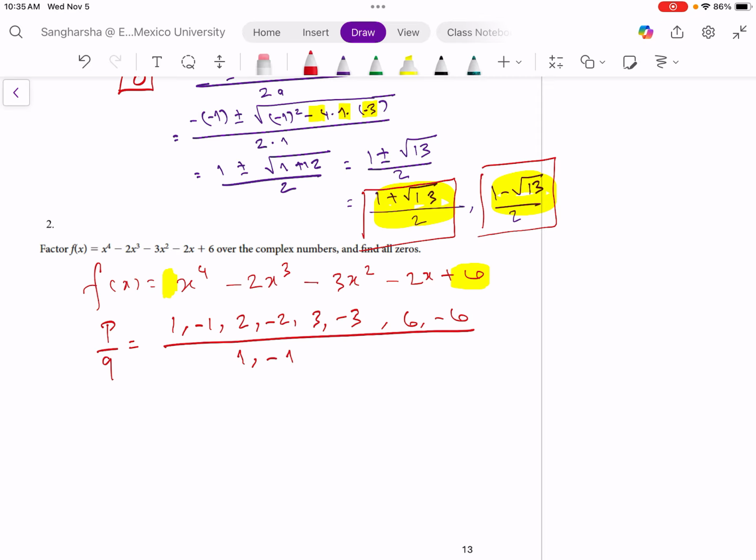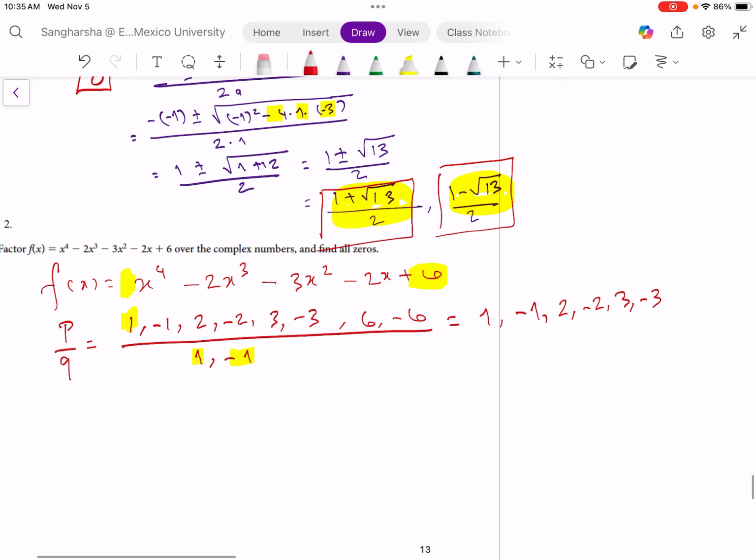Now from here, you take each p and divide by these two q. What do we get? We get the same p. Since it's 1 and negative 1, we get 1, negative 1, 2, negative 2, 3, negative 3, 6, negative 6. So these are the rational zeros. Now out of these rational zeros, there is at least one real zero.